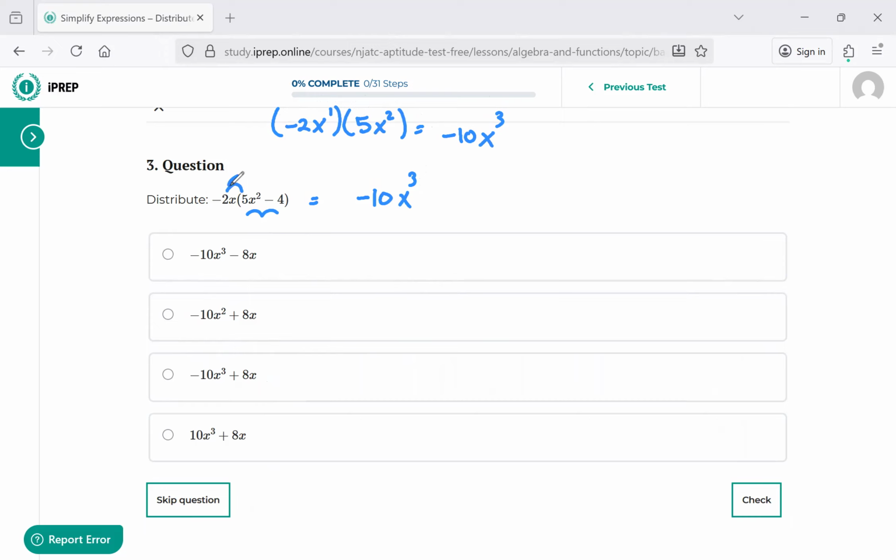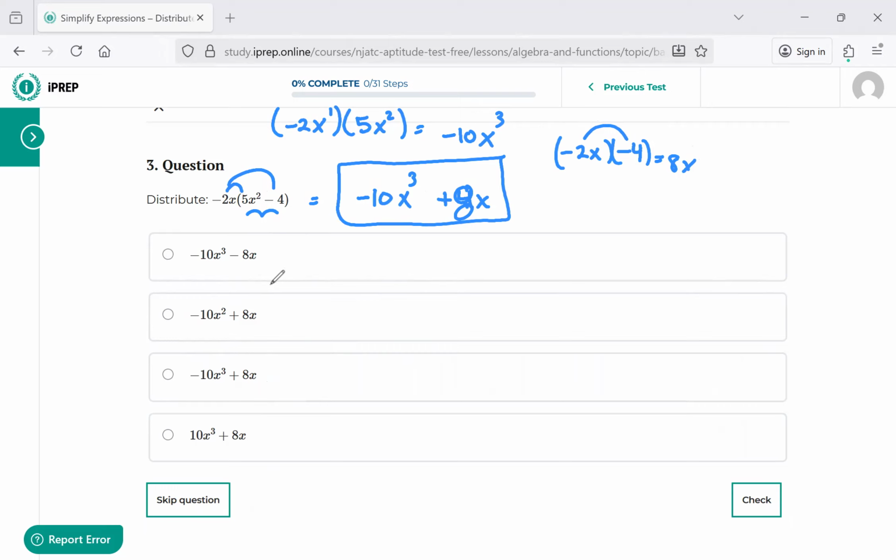Okay, continue. What's negative 2x times negative 4? That would be positive 4x. 4x because negative 2x times negative 4, negative 2 times negative 4 is positive 8, and then you have the x. Whoops, why did I put a 4? It should be 8, right? Negative 2 times negative 4 is 8x. Okay, that's your final answer. So negative 10x cubed plus 8x, this one.